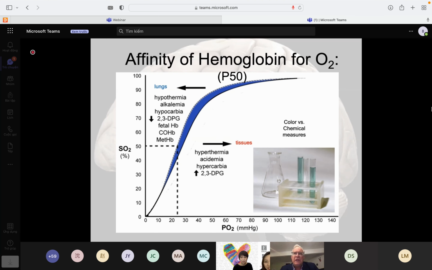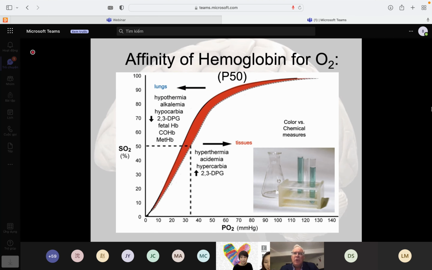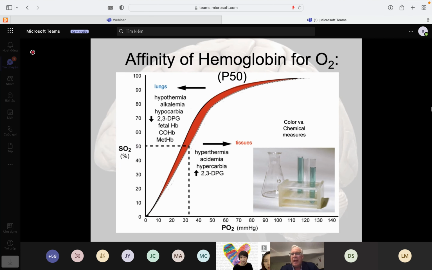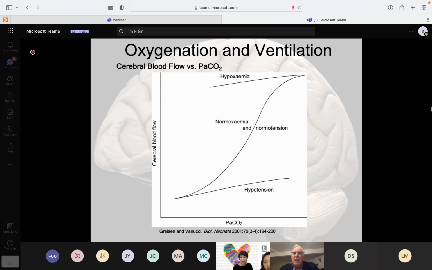The other thing which is really interesting with hemoglobin is the dissociation curve. We all learned about this in medical school, and you can see the factors that affect it. With hyperthermia, acidosis, or hypercapnia, the curve shifts over to the right. And if patients are hypothermic, it shifts more over to the left and binds the oxygen a little bit more.